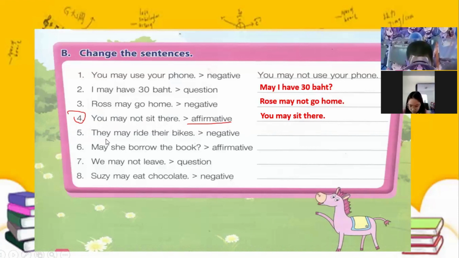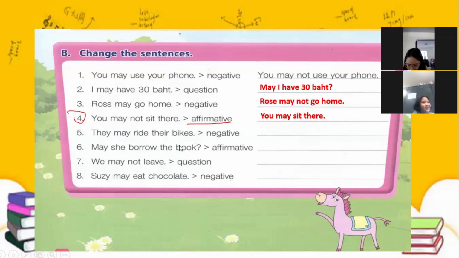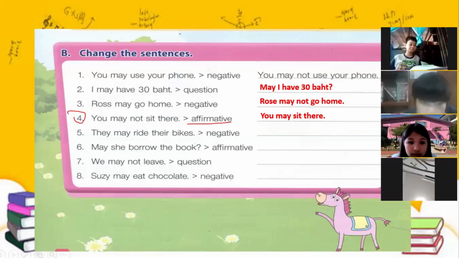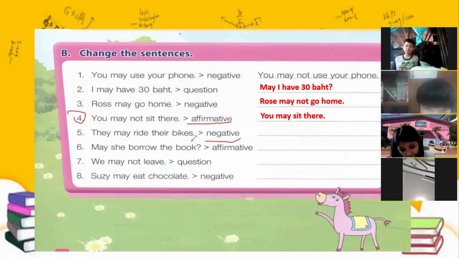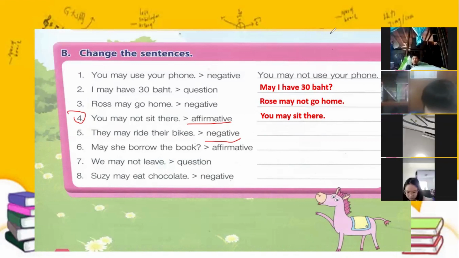Now, sentence number 5. They may ride their bikes. So it's an affirmative sentence, right? They may ride their bikes. So what we have to do is change it to negative. Let me ask Mankon. Can you change it to negative? Sentence number 5. They may ride their bikes. Mankon, you need to add just one word to change it to negative. Only one word you have to add.